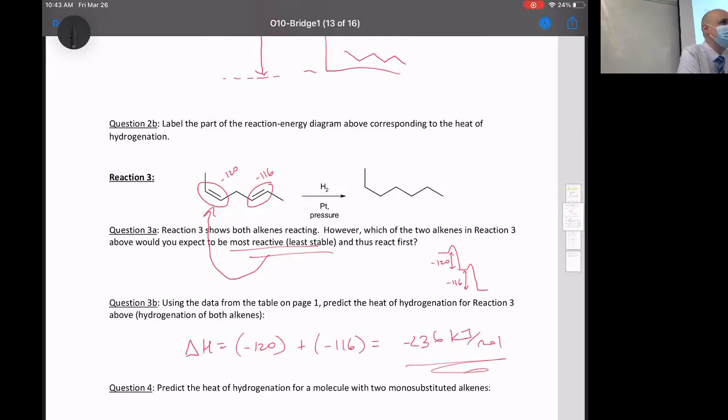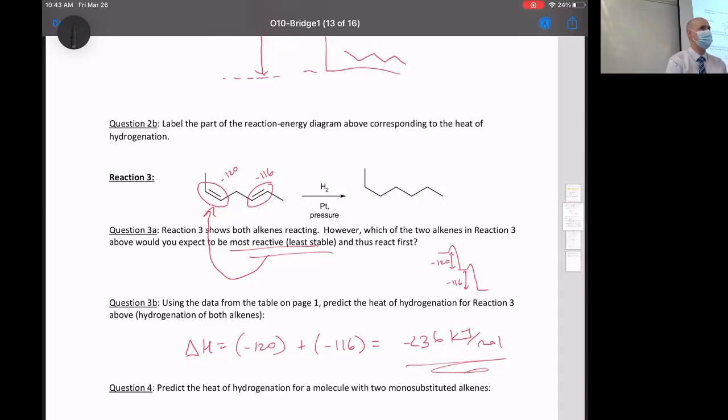Go ahead. So negative 120, maybe 116, that is when it goes from being an alkene to an alkane? Yep. Yeah, and so in this reaction overall, we've turned both of them into an alkane. So you would get the energy given off by both of them. Does that make sense? Yeah. Everybody following along here? Okay.